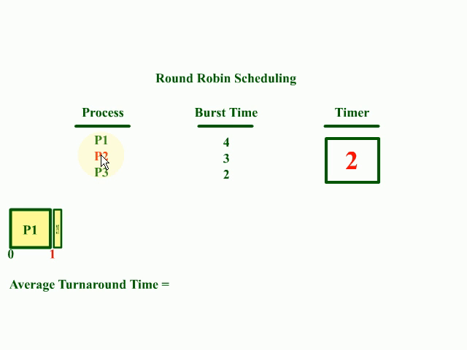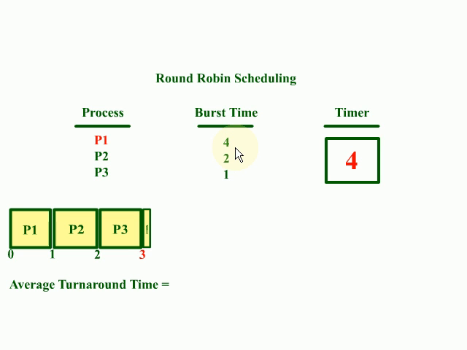Now we'll put our P2 process in the processor and execute it for a second. Now the P2 process has executed, and we have decreased its burst time from 3 to 2 because it has executed for 1 second. Now the next process to execute is process number 3, which has the burst time 2. So let's execute that process. Once P3 gets executed, its burst time becomes 1.